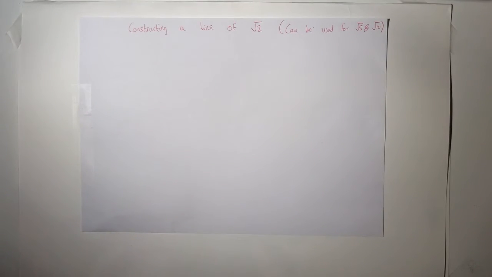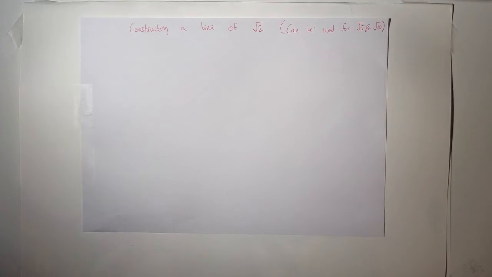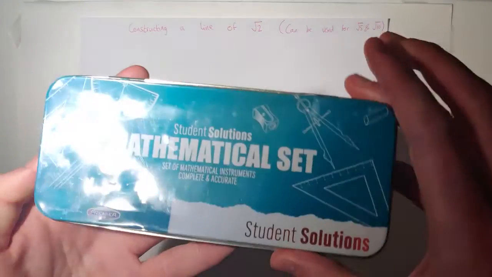What they'll always tell you in the exam is that you can construct it using only a compass and a straight edge. So what that means is we have a math set here, or whatever one you have will do, but all you really need is this, a compass, and this, a straight edge.